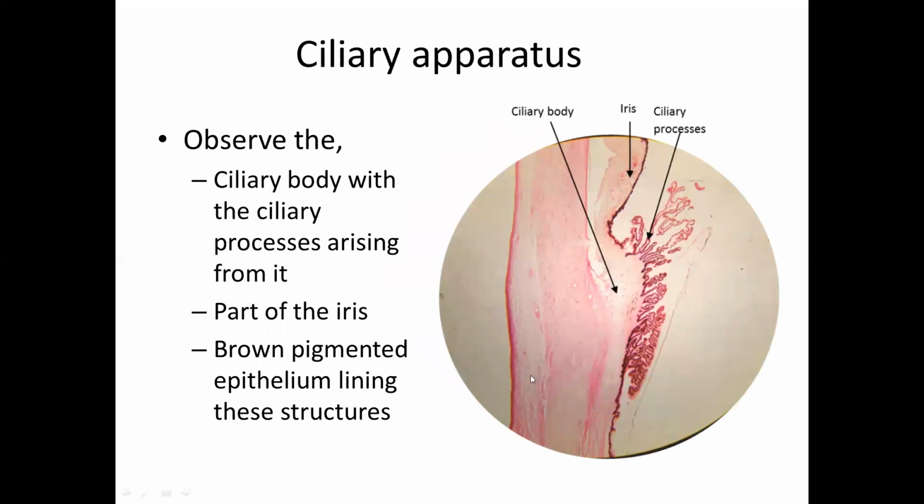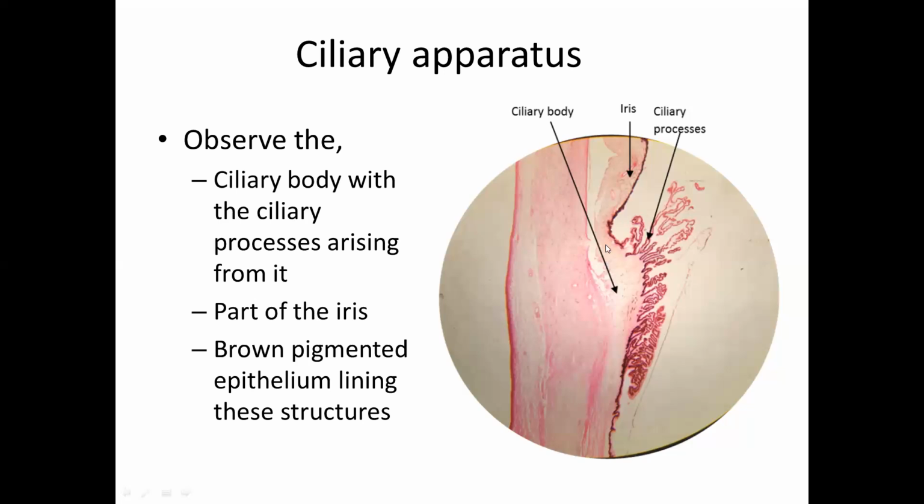Then coming on, this is the ciliary apparatus. Here you can see the sclera also, going like this, that is the sclera, and this is the ciliary apparatus, right? So coming from the choroid, this part is the ciliary body, and these are the ciliary processes. You can see that it is lined by a pigmented epithelium, the whole of it, and then these are the ciliary processes, and this continues on into the iris.